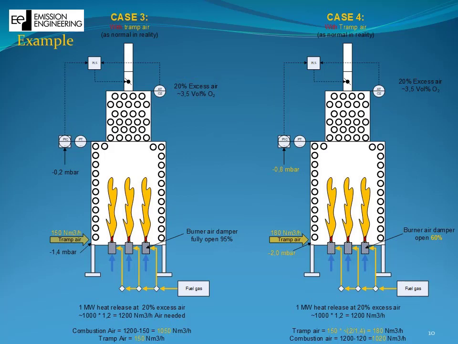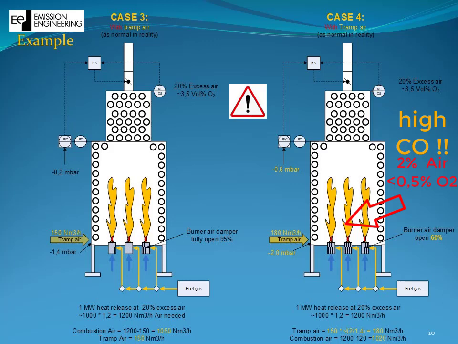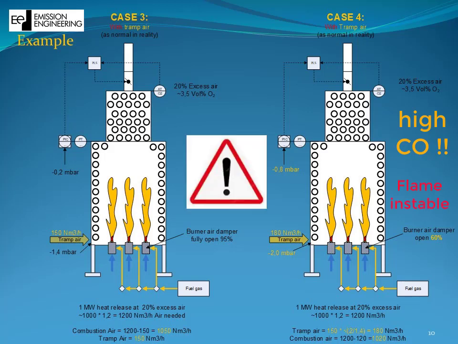Let's see to the right in case 4 how this looks at higher draft. The 150 Nm³ shift to 180, which leaves only 1020 Nm³ for combustion, meaning only 2% of excess air in the burner itself. At this level of excess air, you have already passed the CO breakpoint, meaning you may not only have problems with CO emissions, you may also run into problems with flame stability, because process burners for fired heaters are not foreseen to be operated at such low excess air levels.